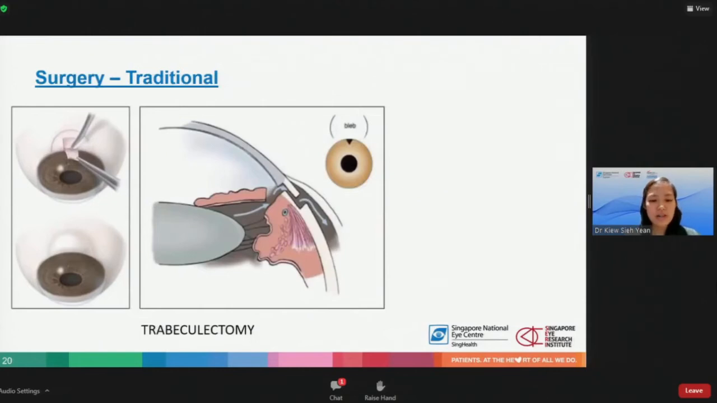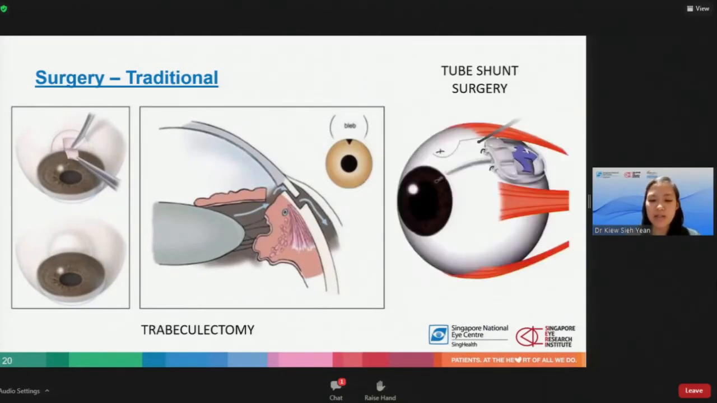In traditional glaucoma surgery, a new drainage pathway is opened up to help drain fluid from within the eye. This can be done by making a channel within the tissues of the eye itself for fluid to drain out. This is known as a trabeculectomy. Or we may insert a silicone tube into the eye to drain the fluid out. This is known as tube shunt surgery.